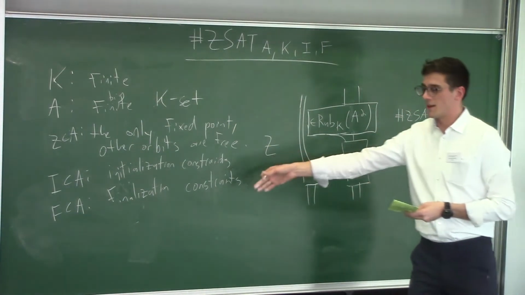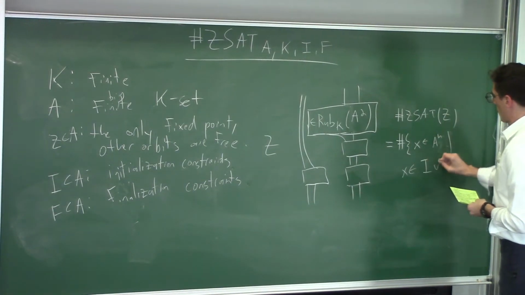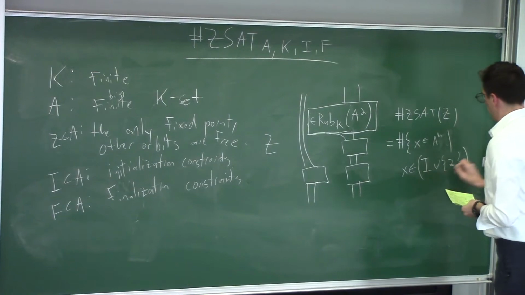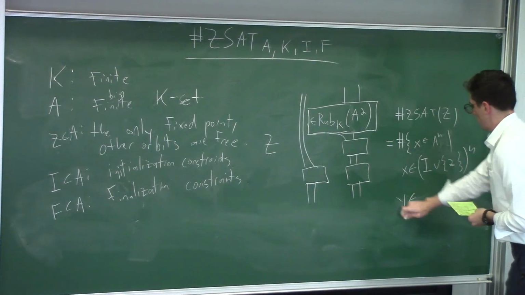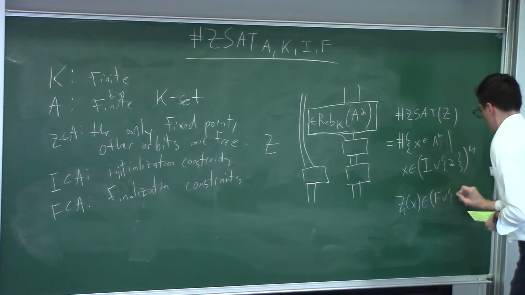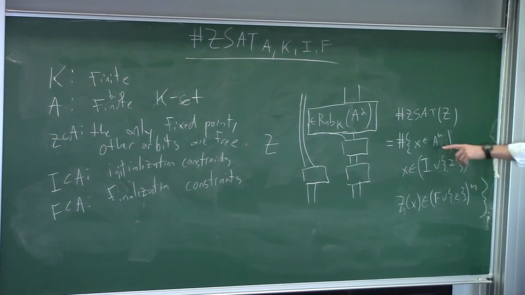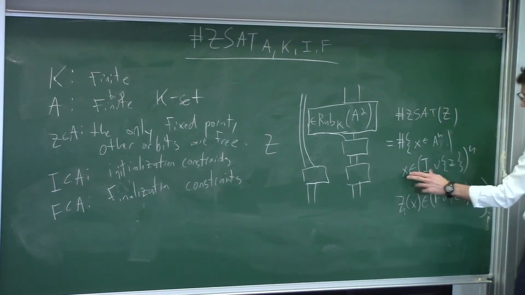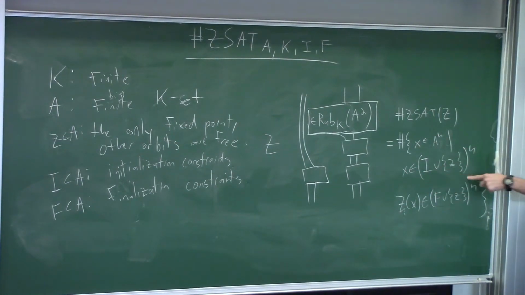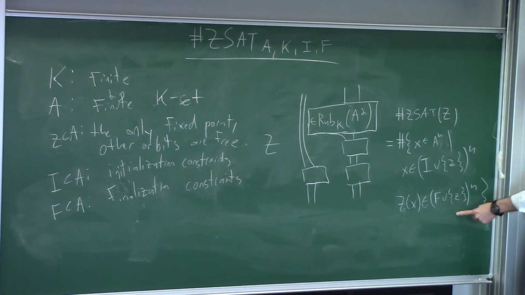So it has to initialize and it has to finalize. So what does that mean? That means X is in... so we want an input down here that is an arbitrary input. It has to lie inside this subset of inputs. And when we hit the input with the circuit, we want the result to lie in this subset. So we're counting solutions to this problem.